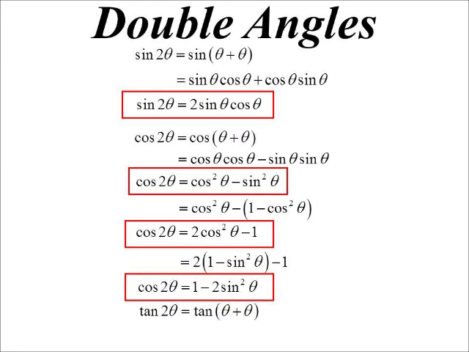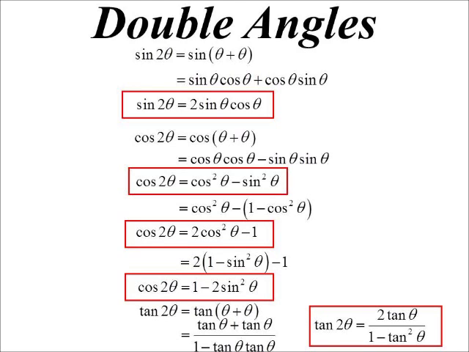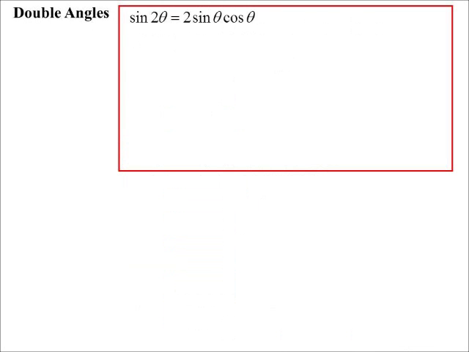Let's do the tan one. Tan theta plus theta, tan plus tan over 1 minus tan tan. So on the top of the fraction, we end up with 2 tan theta, and on the bottom, 1 minus tan squared theta. Okay, so sine 2 theta is 2 sine theta cos theta. Cos 2 theta is cos squared minus sine squared, or 2 cos squared minus 1.